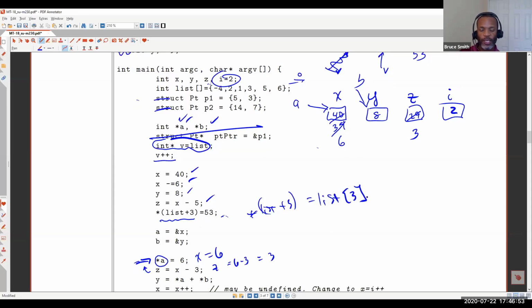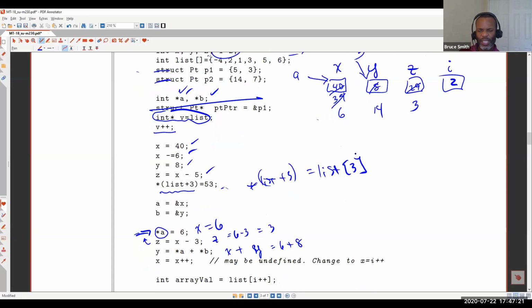y equals *a plus *b. Well, I'm going to look at what a is pointing to. a is pointing to x. I'm going to look at what b is pointing to. b is pointing to y. So a is pointing to x, b is pointing to y, and so I think y should be a 14 here.